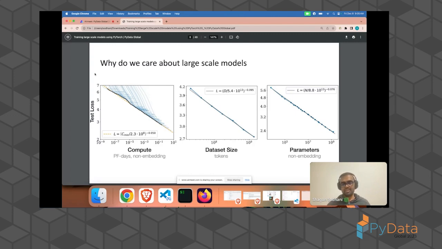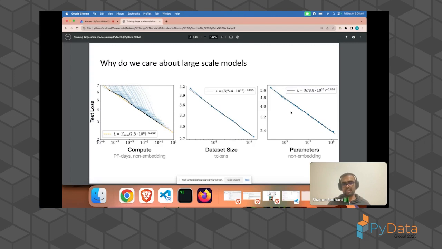The other reason I like this image a lot is because it talks about different axes along which you can be scaling models. One axis is to train with a lot of compute. The other axis is to train a model with a lot of data. And the third axis is to train a very big model, a model with a lot of parameters. Very often when we say we are training large scale models, people just assume that the model is too big, but there are these two other dimensions, compute and dataset size as well. And that's going to be the theme of this talk.